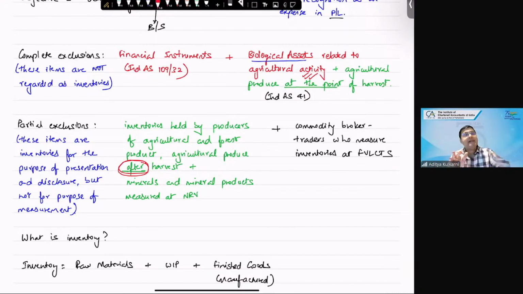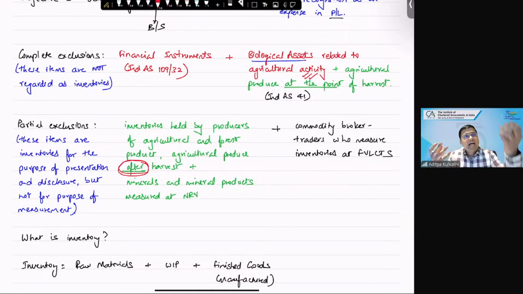But measurement principles don't apply. Are you able to follow? Measurement principles will not apply. Very simple case, you tell me. Suppose you have an apple orchard somewhere in Kashmir or Shimla, right? Shimla is famous for apples. Kashmir is famous for apples. You have an apple orchard. Okay, I'm giving you a very rudimentary example.